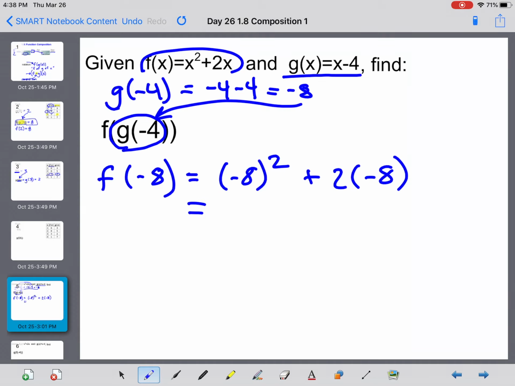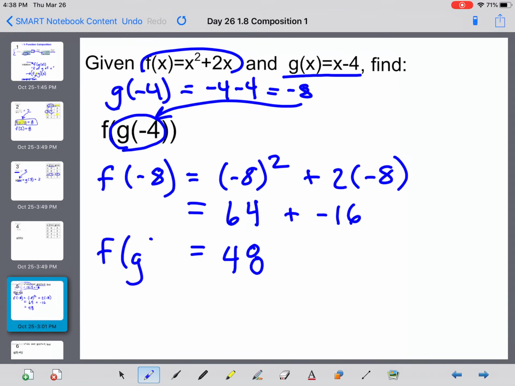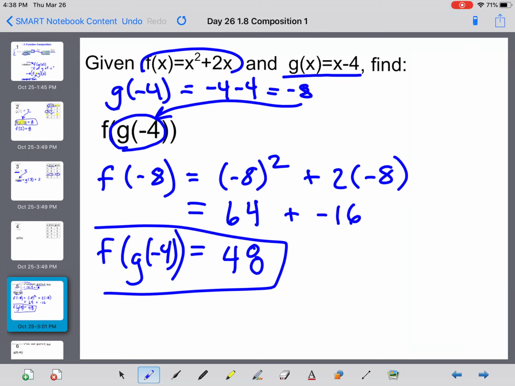Don't forget to put the negative 8 in parentheses there because it is being raised to an exponent, and we do need negative 8 times negative 8. So we're going to ultimately end up with a positive 64, and then we have plus a negative 16. So that's going to yield 48. So we would say f of g of negative 4 is equal to 48. We found g evaluated at negative 4, and we got whatever that number is, and then we plugged that number into our function f.